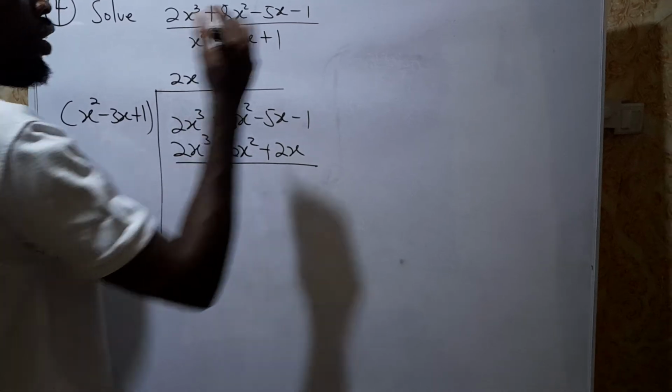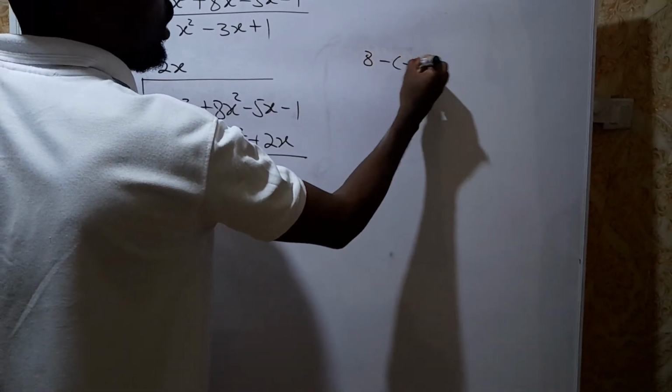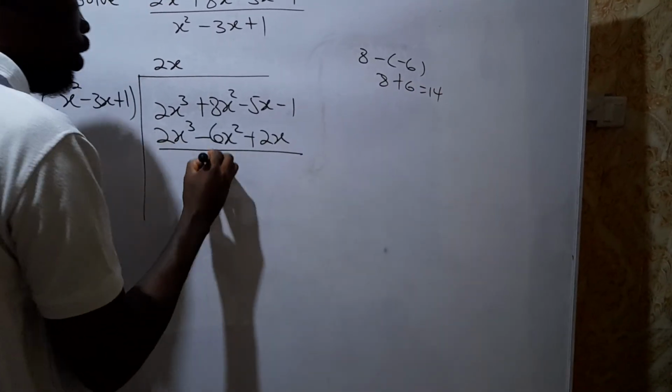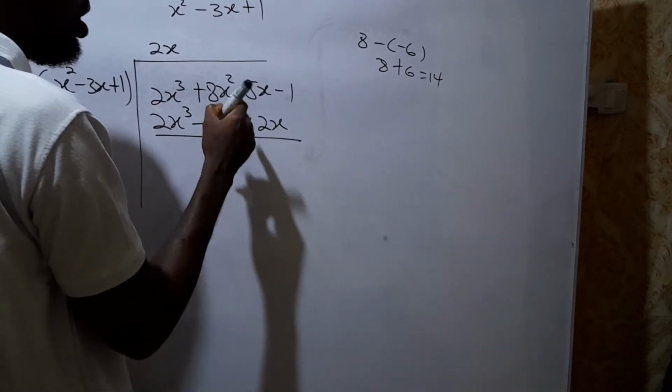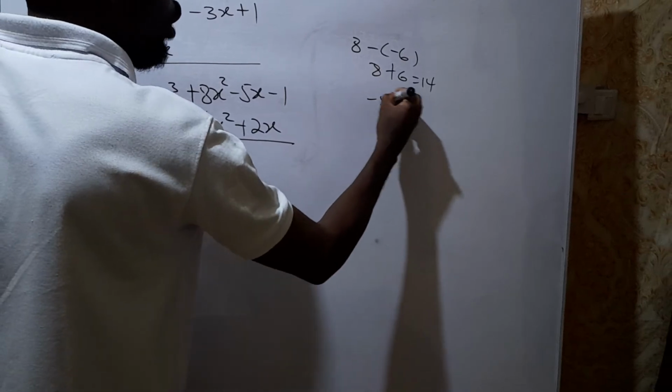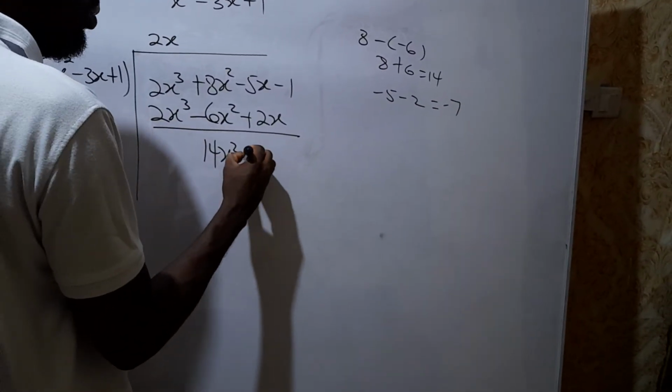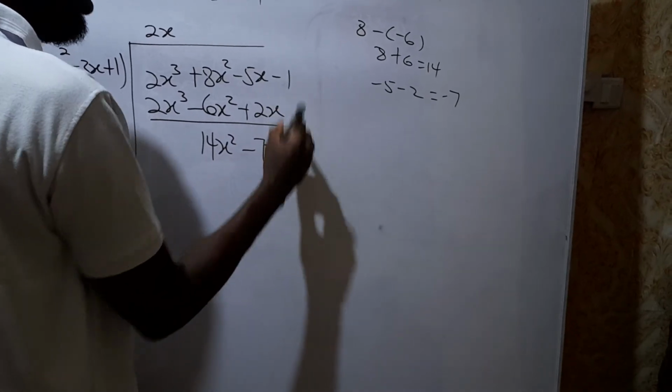8 minus negative 6 will be 8 plus 6, and it's 14. So we have 14x squared. Then this, negative 5 minus 2, that will be negative 7. So minus 7x. Then our constant.